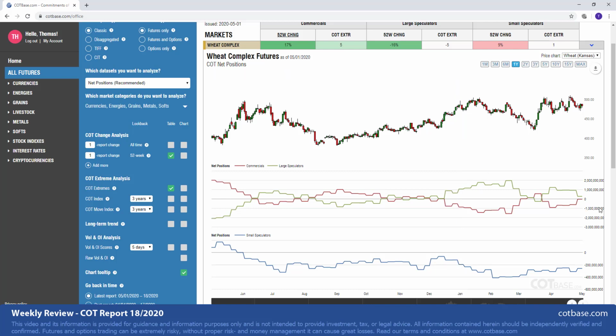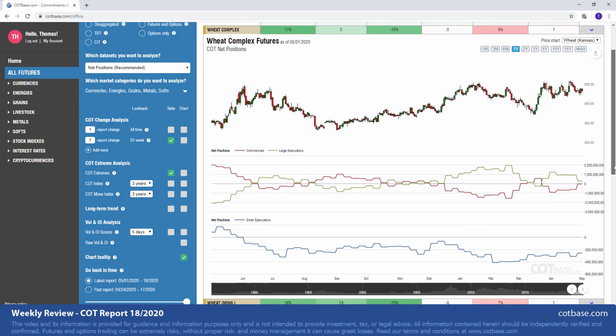And just going into the review itself, we have a 17% change in commercials positions all around the wheat market, and 16% in large speculators, which of course is greater than average. It is a bullish COT signal suggesting some increase happening in wheat markets all over in the next couple of days.